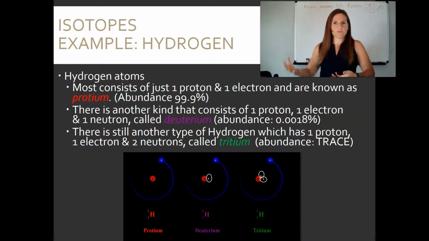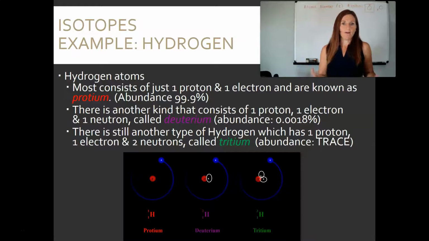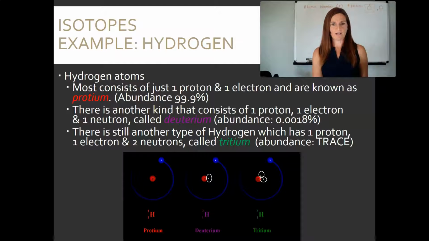And all of these 3 things are isotopes of hydrogen. So they're all hydrogen. So they all have the symbol for hydrogen because they all have 1 proton, which remember is how the atom is defined. But they're all 3 different isotopes, and they're present in different abundances. So you see this term afterwards, abundance. That means how common is it?